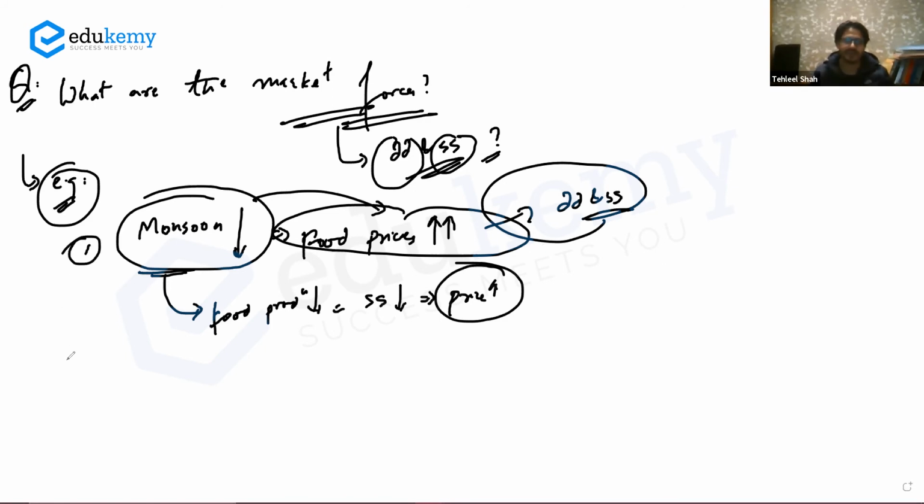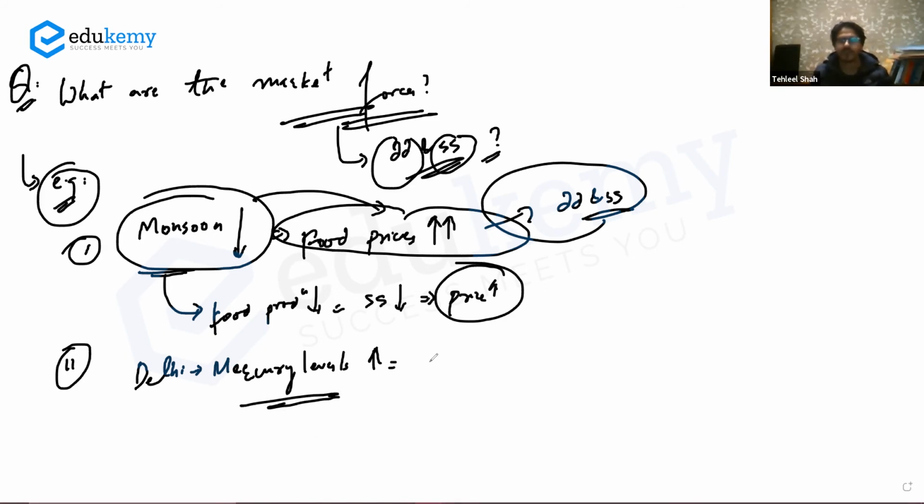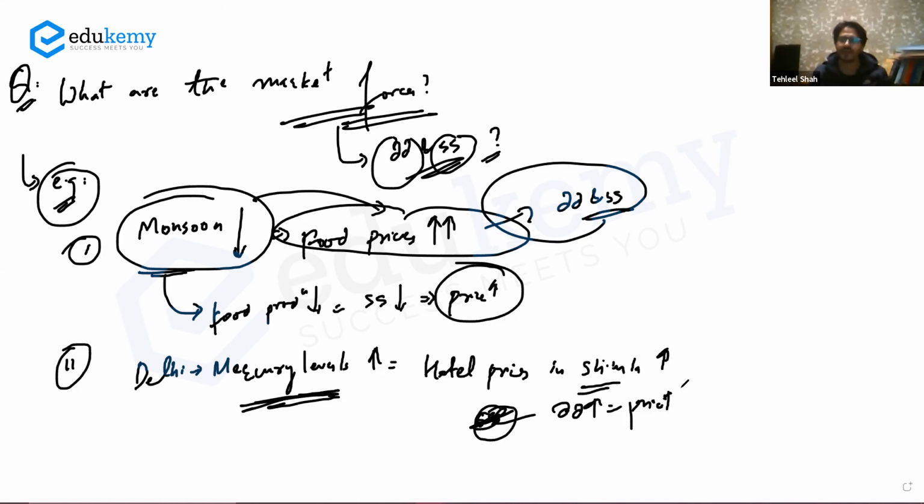Another example, one more example. You know, Delhi is the state with great pollution. और दिल्ली में जब मर्करी लेवल्स काफी ज्यादा बढ़ जाते हैं, with high amounts of mercury in Delhi, hotel prices in Shimla increase. And this is a fact. कि जब दिल्ली में pollution की levels बढ़ जाती है, people avoid going to Delhi and they actually go to Shimla for vacations. और जब वो शिमला जाते हैं, शिमला में डिमांड ज्यादा हो जाती है होटल्स की, और जब डिमांड ज्यादा होगी, प्राइसेस अपने आप ऊपर आ जाएंगे. This is again the concept of demand and supply.